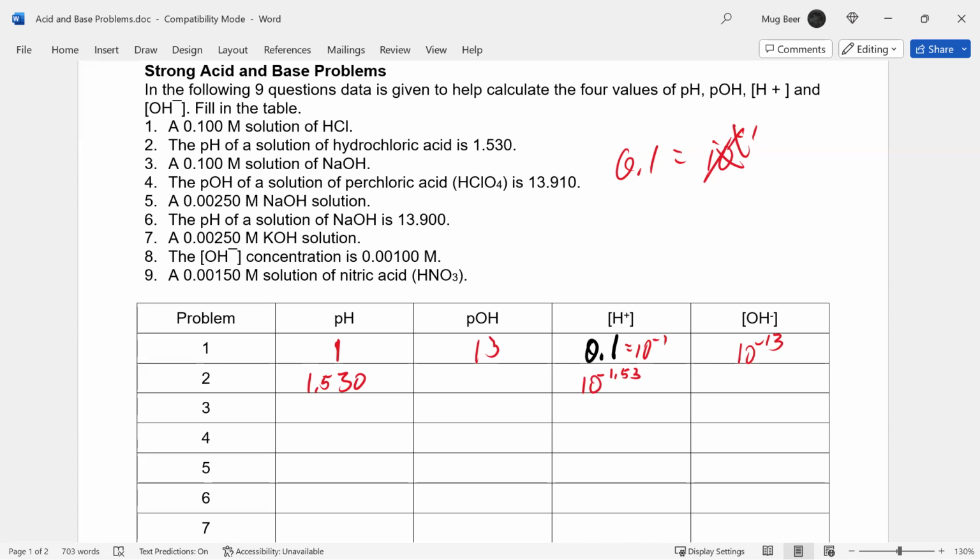So then now you do a tiny bit of math, which is what? 14 minus 1.5. 12.4. Because again, these things always have to, that and that always have to equal 14. And then you can put 10 to the negative 12.47 for your pOH concentration. So once you realize what's going on, it's super quick going back and forth. So next one.